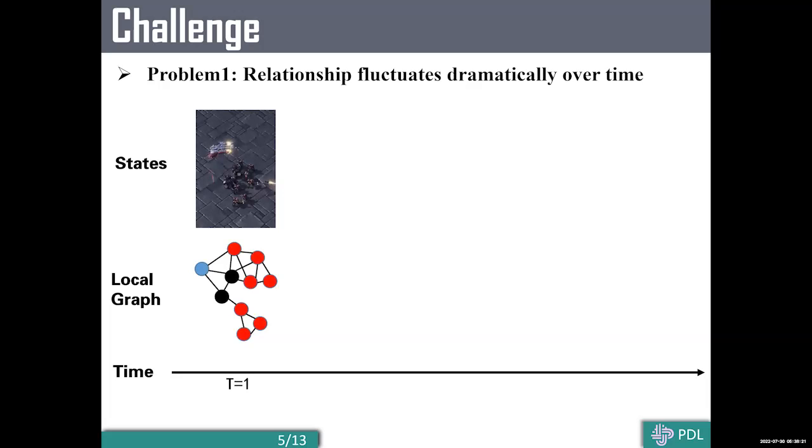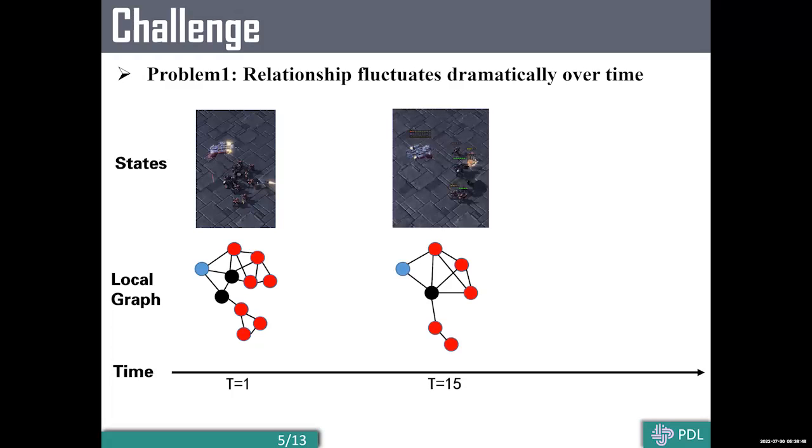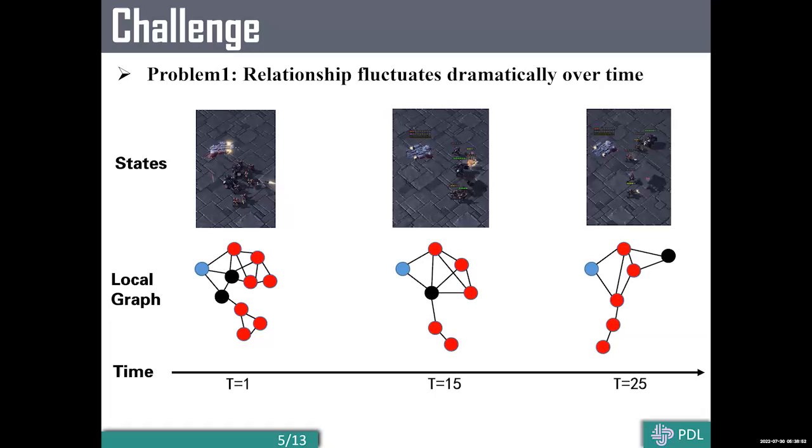to learn cooperative policies. The relationship between agents in a multi-agent system shows a very drastic change with the progress of the game, which is reflected in the construction of the local graph. This means that the structure of the graph will change dramatically as the relationship changes. Take the SMAC environment as an example. There are three local graphs constructed at different time steps of one episode. We can observe that the structure of this graph changes dramatically because the number of agents and their positions in each state change over time.